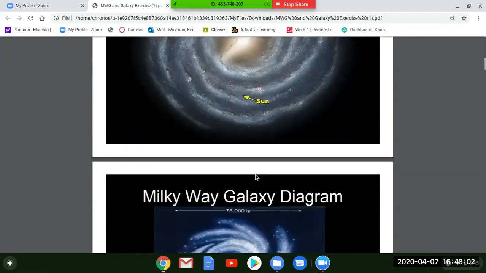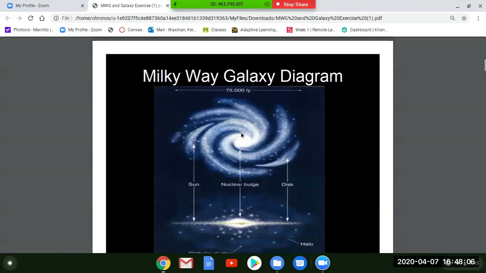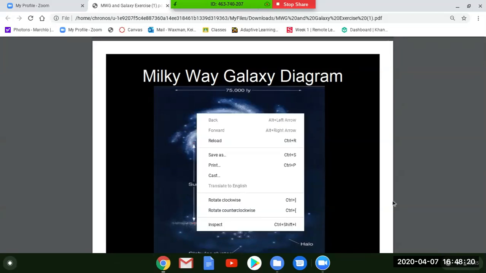And here's a galaxy diagram. We think that our galaxy is relatively flat. We believe it is. That's why it looks like a band of light, and it has spiral arms. The sun is off over here. Here's an edge on view. Here's a face on view. Here's the nucleus at the center. Here's the halo. Sorry about that.